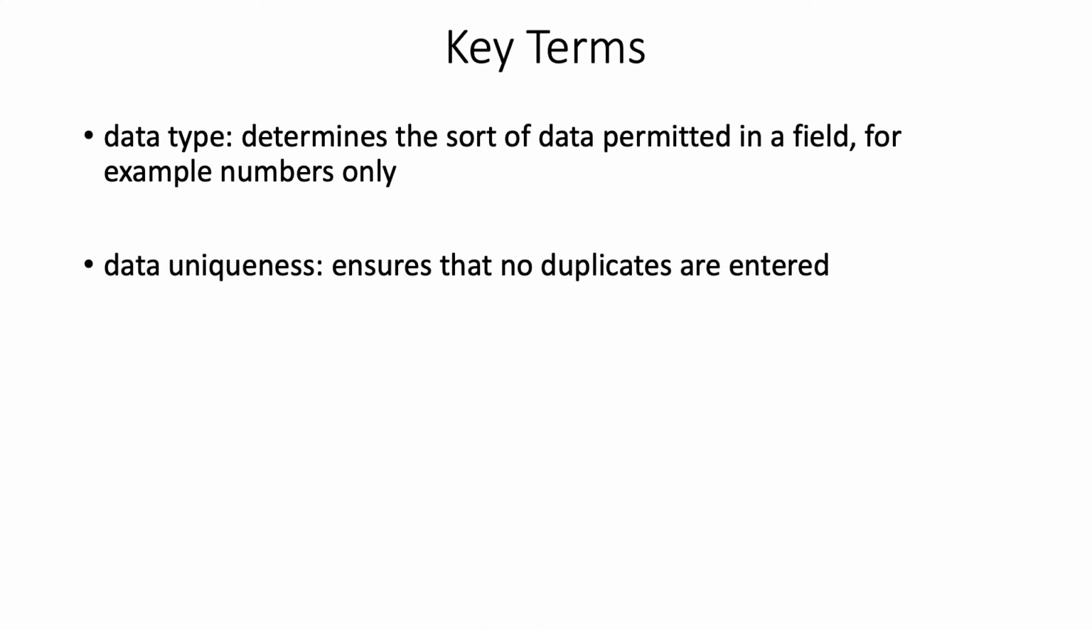Data uniqueness ensures that no duplicates are entered. If you decide to build a primary key, the thing that you're going to use to look up a record with, and you do it on, say, address. If you have two records for the same address, then when the fire department looks up to find out who the point of contact is for that address, they won't know who it is because there'll be two of them. With a database, you could prevent that.